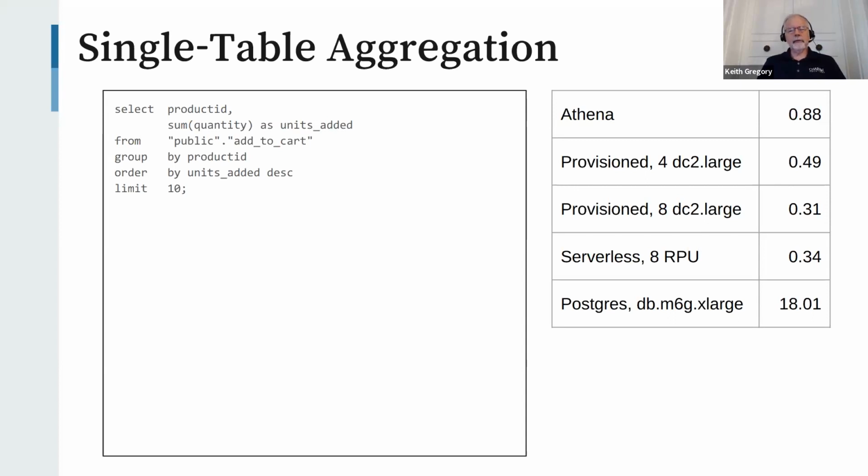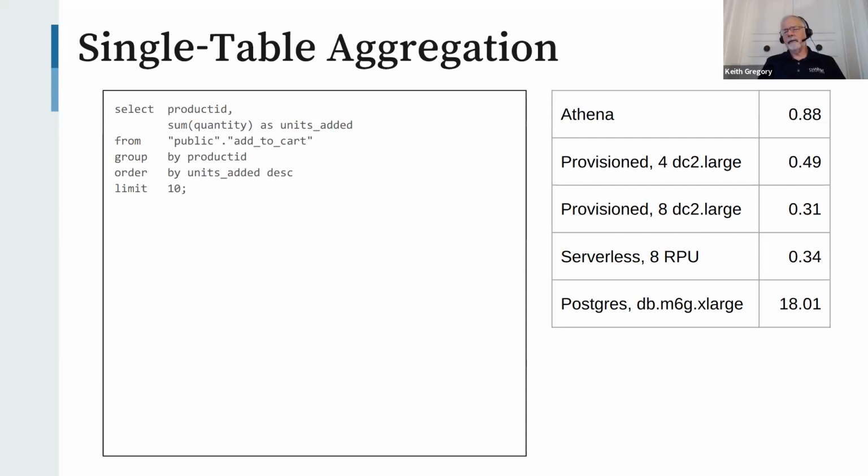I spun up 2 provisioned Redshift clusters, one with 4 nodes, one with 8. And the node type that I picked is a DC2 large, which is kind of a good starter node for you if you're getting into Redshift. And it's 160 gigabytes of SSD, 15 gigabytes of RAM, 2 virtual CPUs.